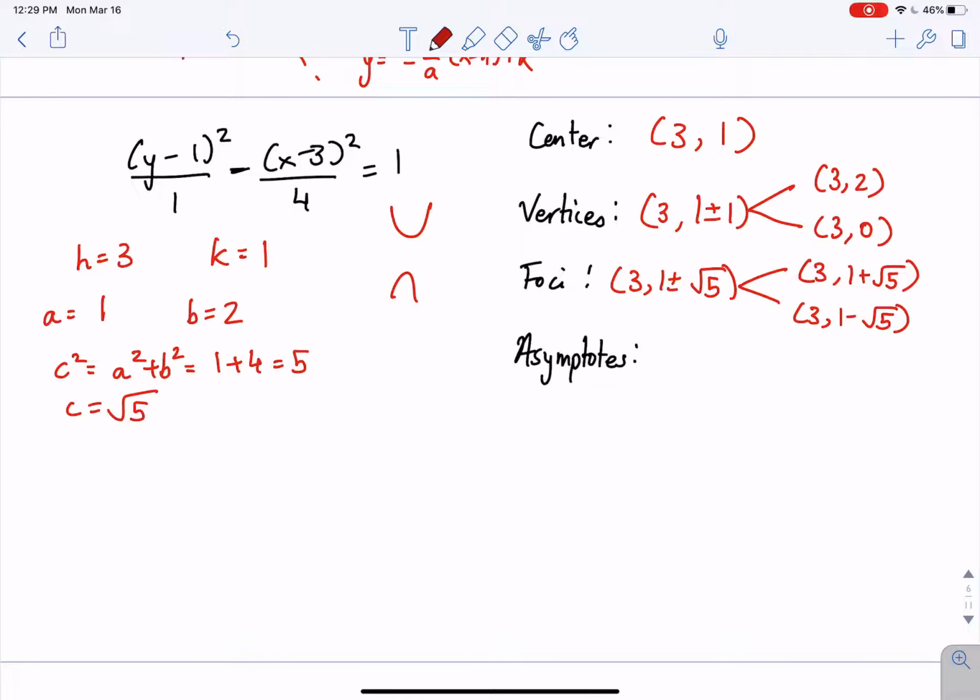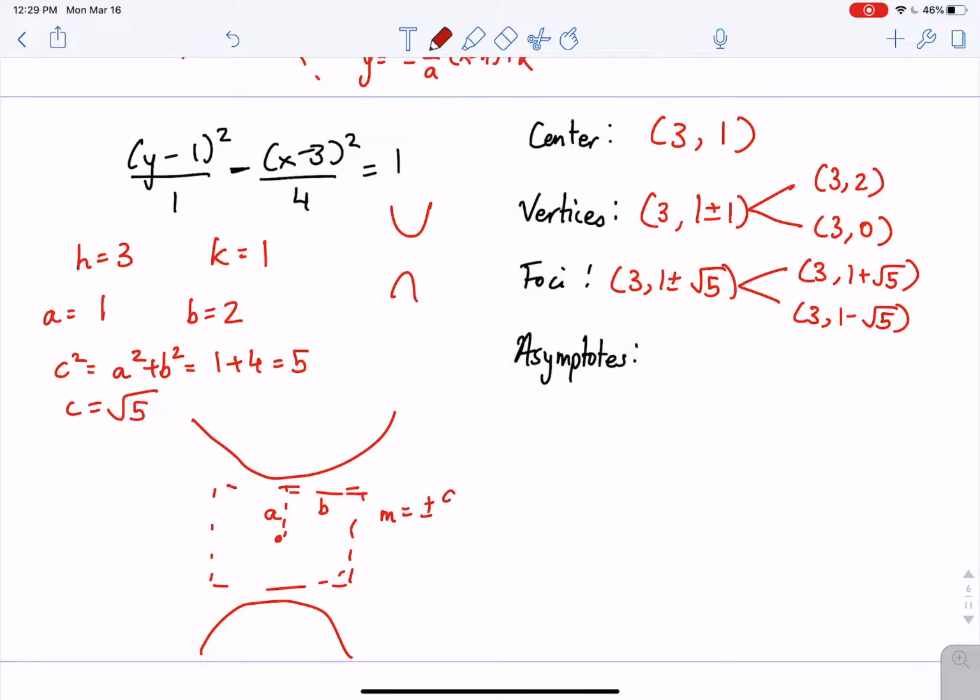The asymptotes, again, if I think about how this is set up, and my box is here, my center is there. To draw my hyperbola, I had to go up a units, right b units. So now my rise over run for the slope is going to be a over b, not b over a. The equation is similar, right? It's still y minus k equals slope times x minus h.